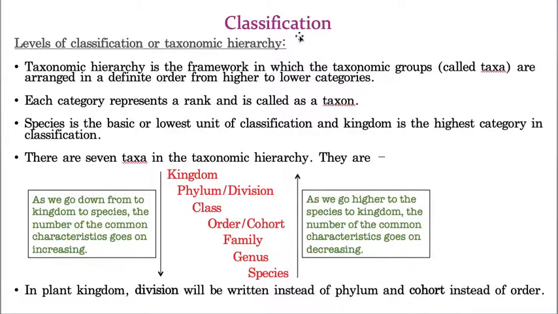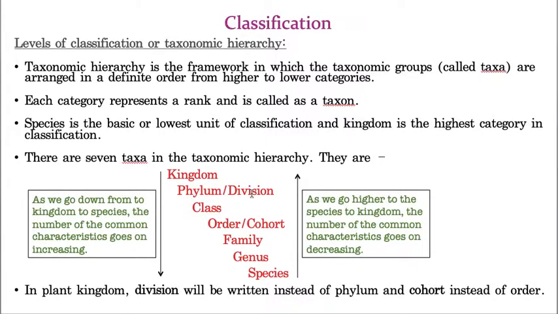And those rules are present in a level of classification that is called the taxonomic hierarchy. Such a taxonomic hierarchy includes seven taxons, that means seven categories. What are they? Kingdom. The next one is phylum, which is also called a division.